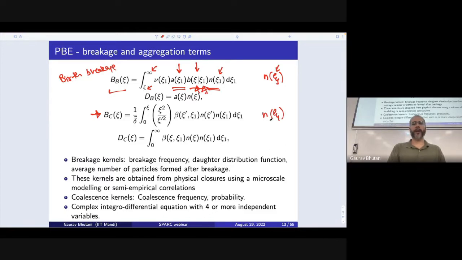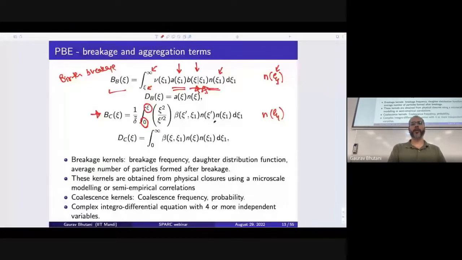smaller particles have to combine, right? So we say that particles ranging from size 0 to size xi can coalesce and form particles of size xi. Of course, bigger particles coalescing will always form even larger particles, so they have no contribution. So this integral has to go from 0 to xi.